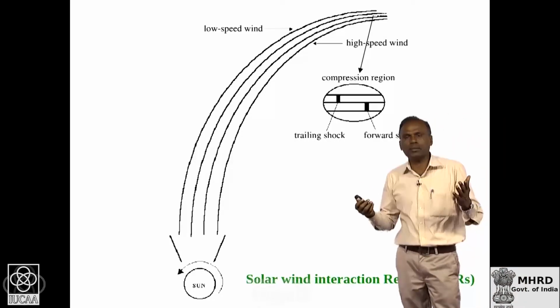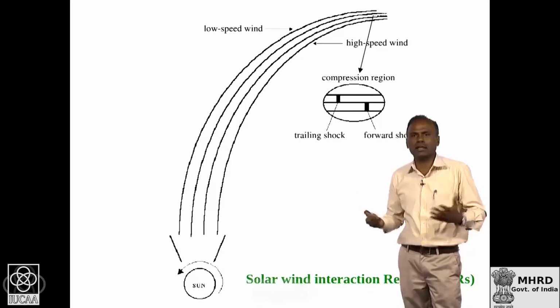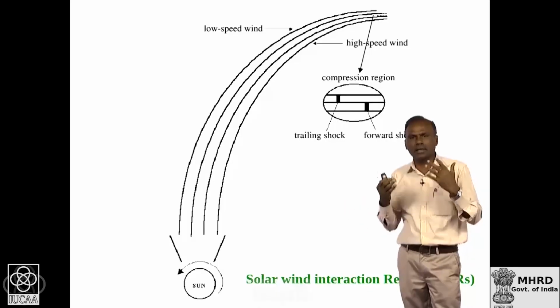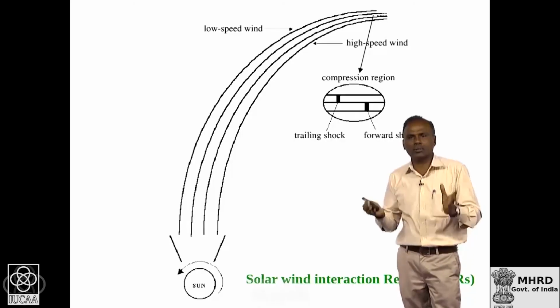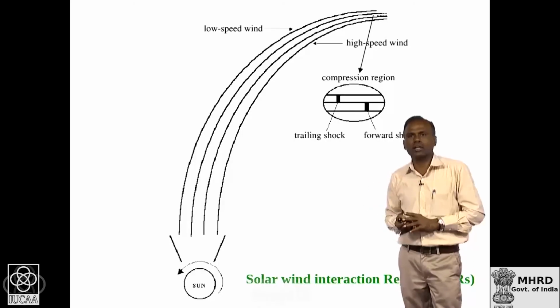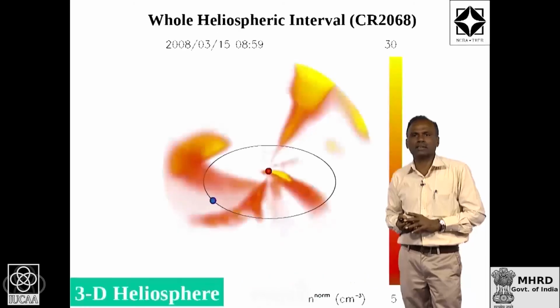So, the number of interaction regions seen in a solar cycle can be large. They are also important in terms of geomagnetic activities as well as space weather applications.